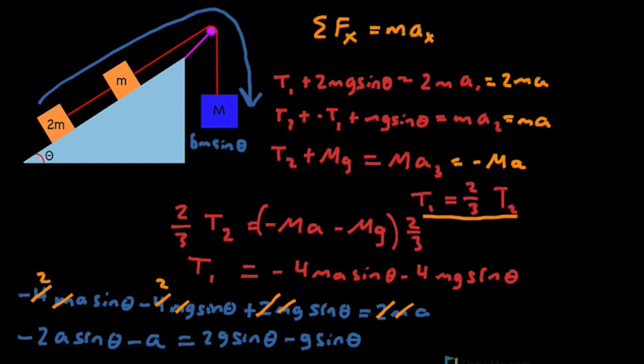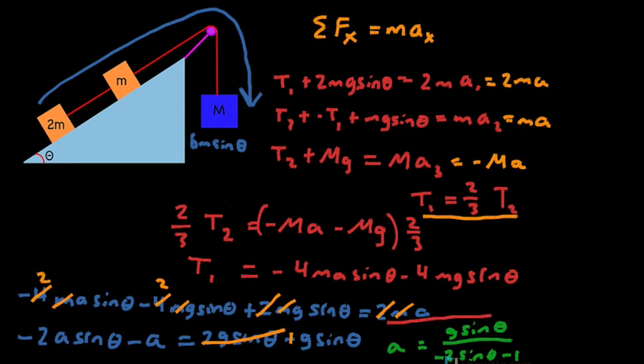And so 2g sine theta minus g sine theta is just a positive g sine theta, so this turns into a plus sign and this goes away. And now all we have left to do is factor out an a from the left-hand side and divide the g sine theta by the remains, and so we get a equals g sine theta over the remains, which are minus 2 sine theta minus 1.